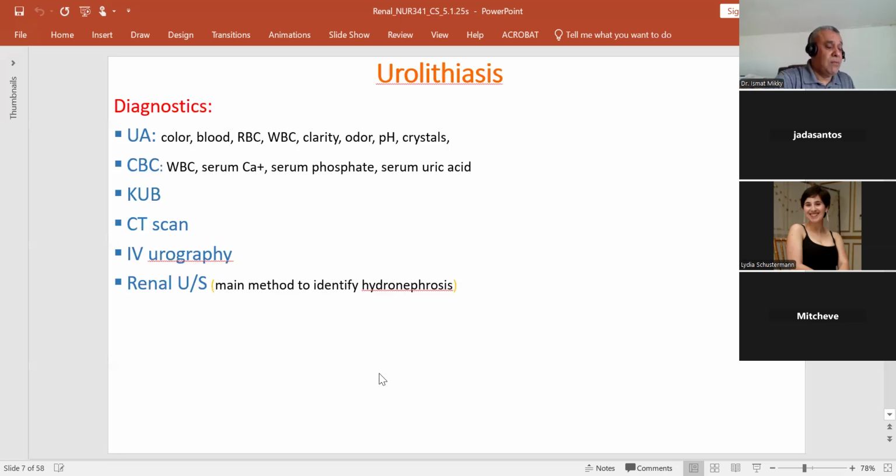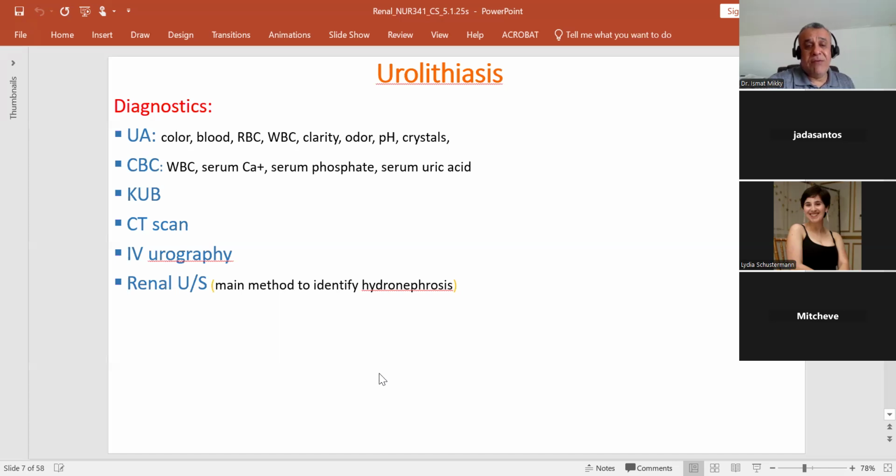For diagnostics, most cases would start with urinalysis, and then we will do the CBC and KUB, which is kidney, ureter, bladder, a kind of X-ray, and then CT scan, IV urography, and renal ultrasound.